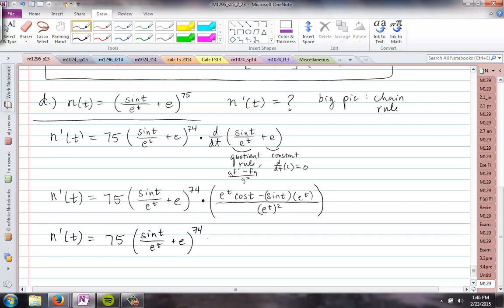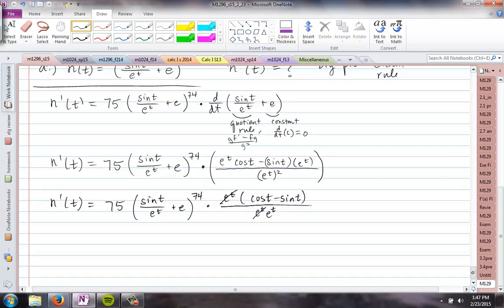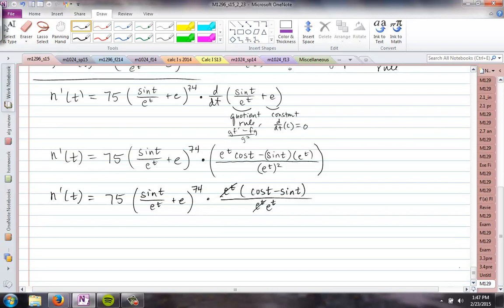So I'm going to factor out an e to the t on the top, and notice we have cosine t minus sine t. That remains, and then we have 2 e to the t's in the denominator, so I can cancel a pair out. And then after that, it's pretty much simplified enough. So I'll just write that out, and we're done.